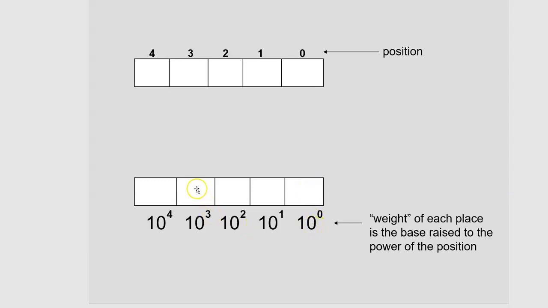So if I go 1 times 1,000, that's 1,000. This is 0, so I don't get anything there. I got 2 times 10, which is 20. And then I got 4 times 1, which is 4. If you add all those up, you get the number we started with, 1024. So that's pretty simple. Place value. You learned about place value.